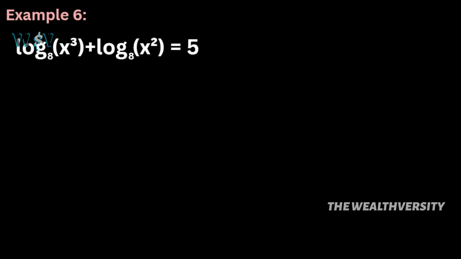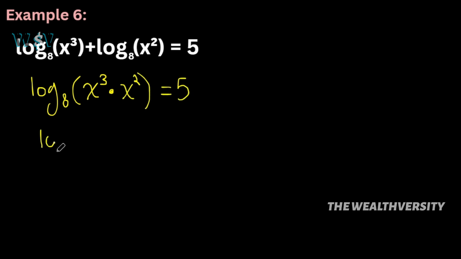We have log x cubed with a base of 8 plus log x squared with a base of 8 is equal to 5. Referring to our logarithm laws, this is the product rule, where when two logarithmic functions have the same base and are being added, then you can multiply them. This means this equation can be simplified to log x cubed times x squared with a base of 8 is equal to 5. Now when we multiply two numbers with exponents, we add the exponents, so we get log x to the power of 5 with a base of 8 is equal to 5.